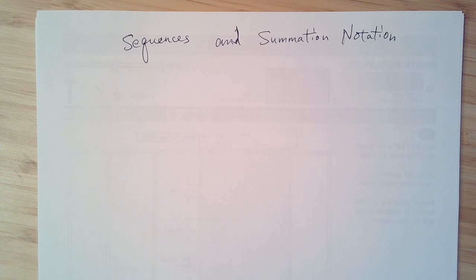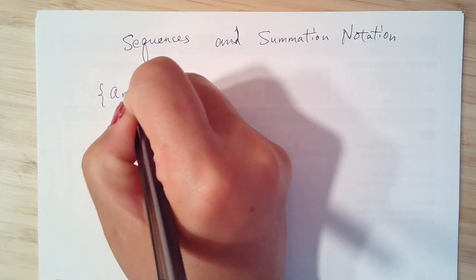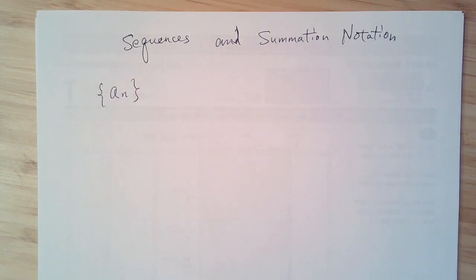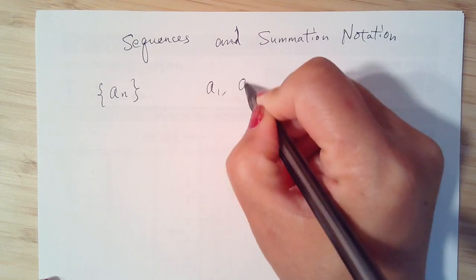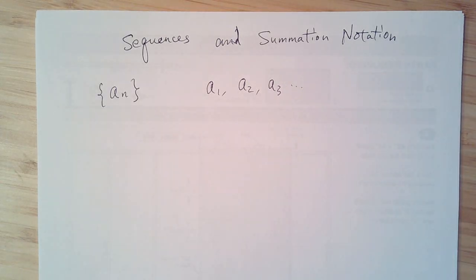Now, this sequence looks like this: a_n. This is an infinite sequence a_n. That is a function whose domain is the set of positive integers. Positive integers means 1, 2, 3, 4, 5, positive whole numbers. And then the function values, or the terms of the sequence, are represented by a1, a2, a3, and so on, right? So this is a sequence.